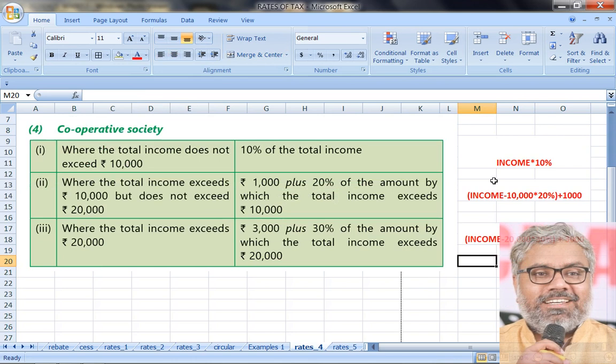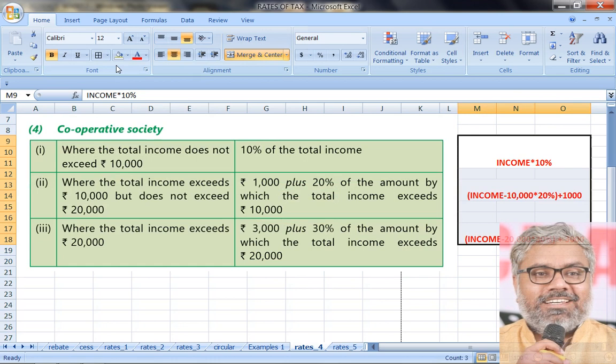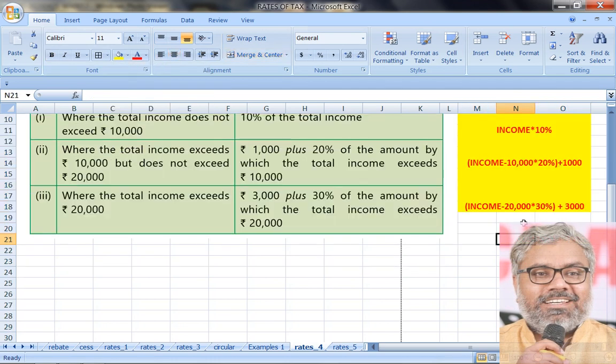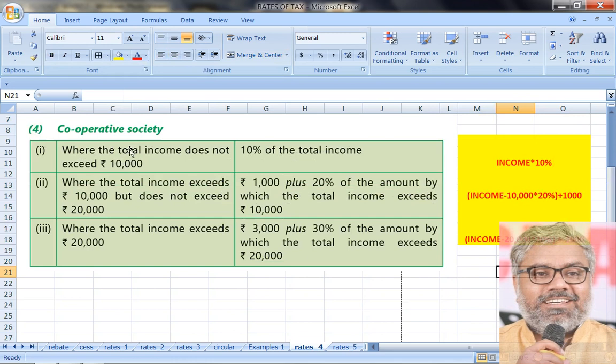That's it. That is about the different calculation methodologies of different SSCs. So firm 30% flat rate, local authority 30% flat rate, cooperative society, be very careful. These are the three different types which are important to be noted when it comes to computation of tax liability of cooperative society.